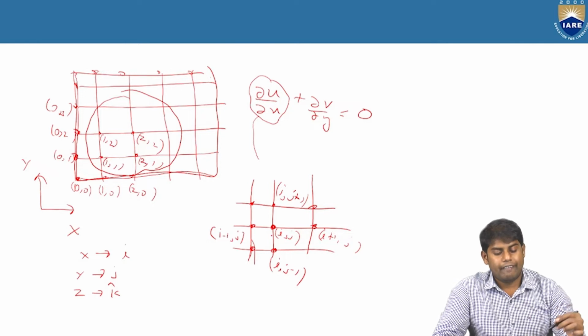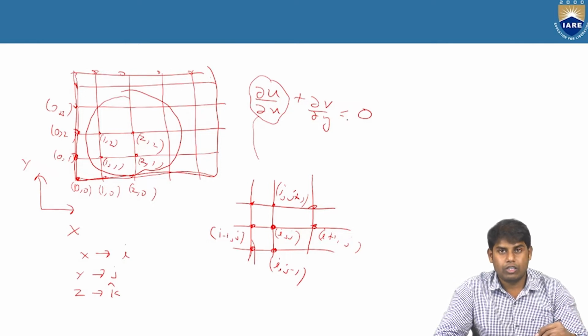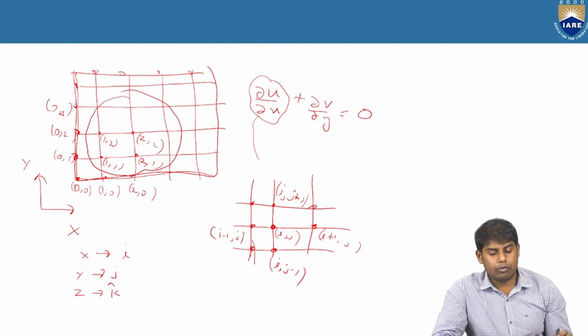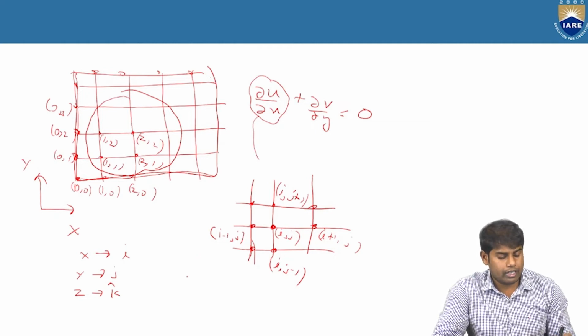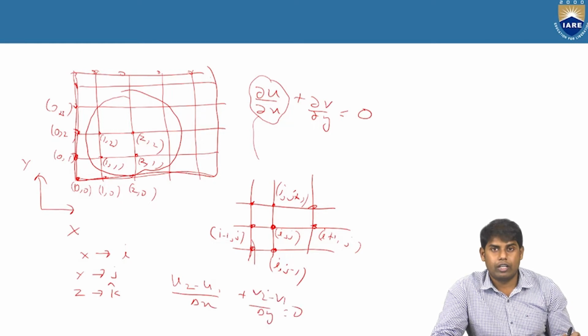So du by dx plus dv by dy is equal to 0 is the continuity equation which we have. We are replacing this in the index form. How will we write it? What would du by dx be? Let us write it in this form: u2 minus u1 divided by delta x plus v2 minus v1 by delta y. This is how we write it in the crude form. In the finite difference form, there are three things: one is forward difference, another is backward difference, and the other is central difference.